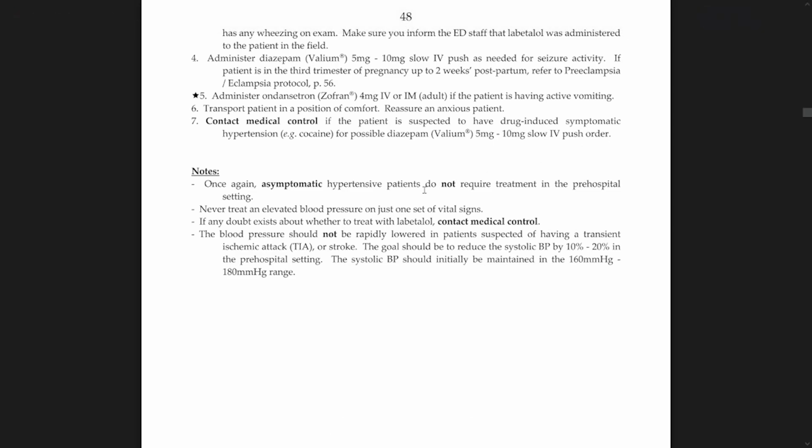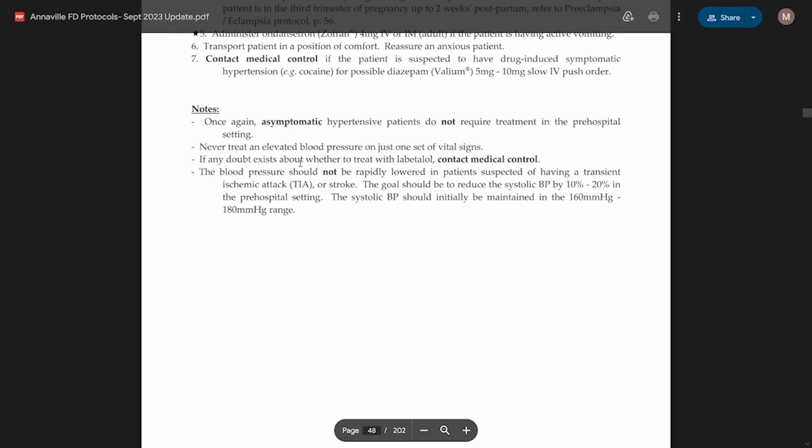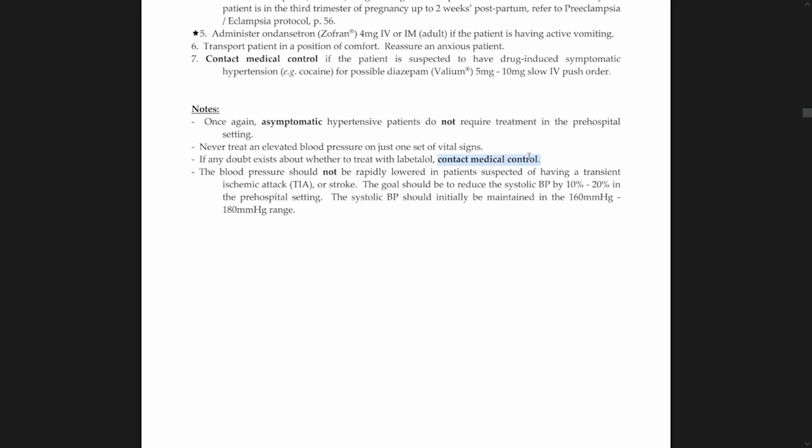Once again, asymptomatic hypertensive patients do not require treatment in the pre-hospital setting. Never treat an elevated blood pressure on just one set of vitals. If any doubts exist whether to treat with labetalol or not, contact medical control.